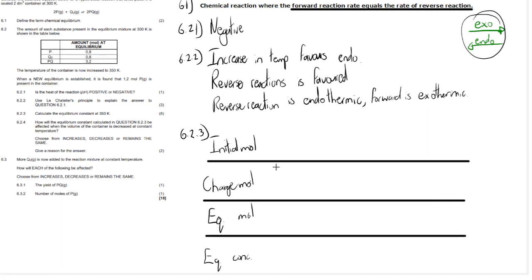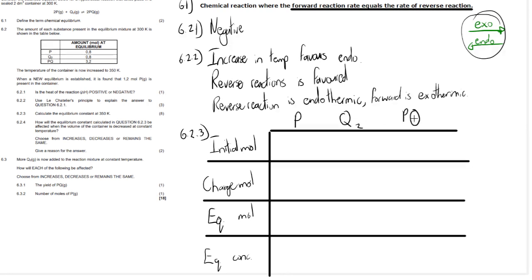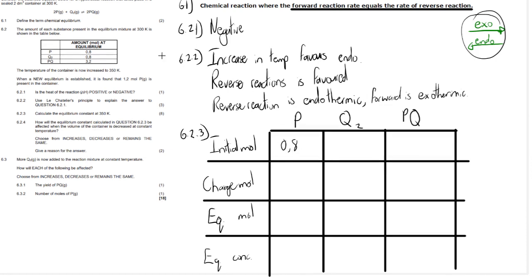You don't technically need to draw the ice table. It's not required from the department, but it really is helpful. Let's just make sure we've got our products, our P, our Q2, and our PQ. Okay, so our P initially, before the change happened, was, let's just finish the table here. Our P was initially 0,8. Initially what, oh wait, hold on, this was at equilibrium.